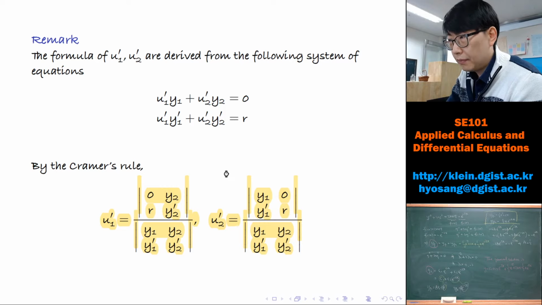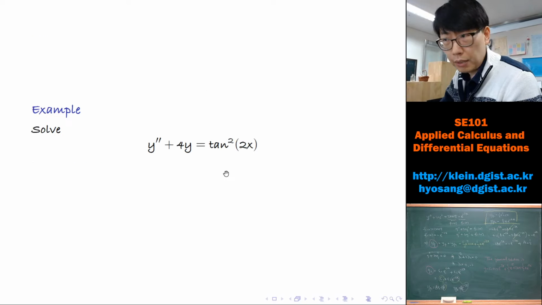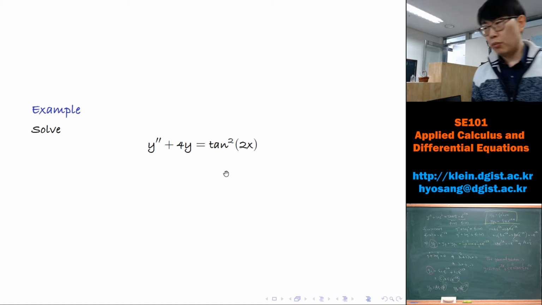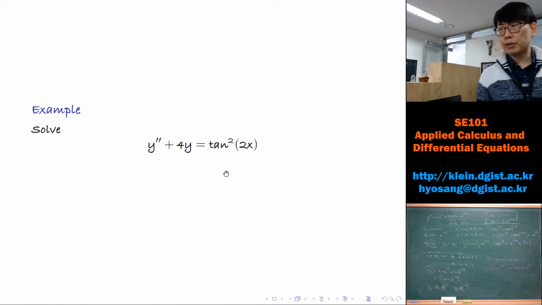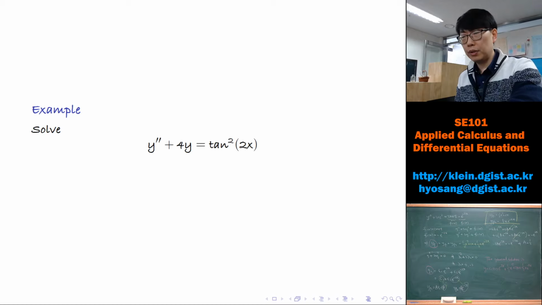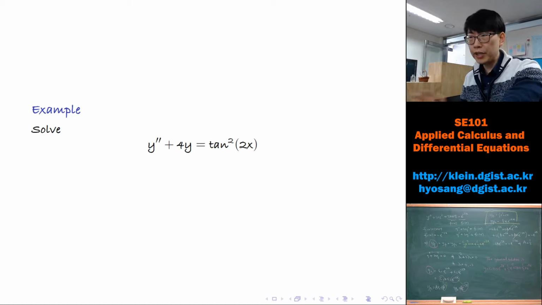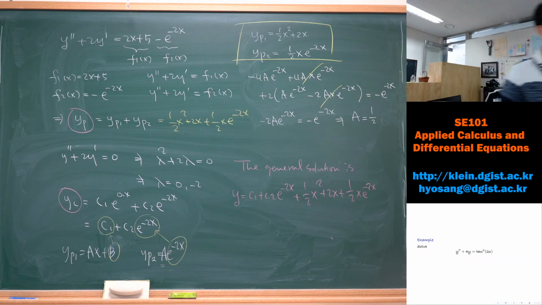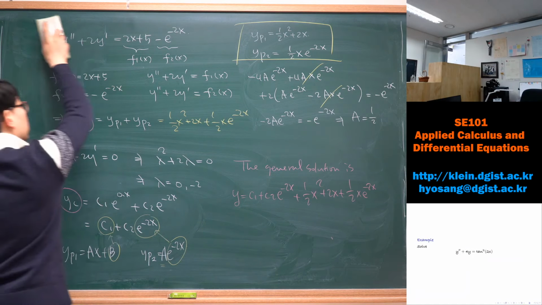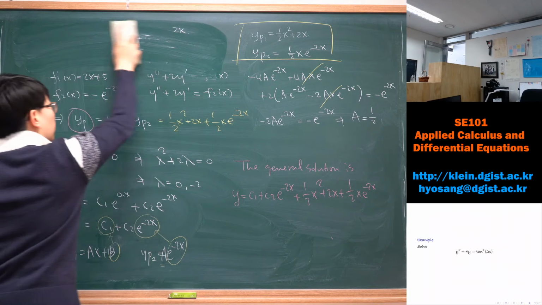I think it's better to look at an example and then explain why this method works. So let's look at the example here. y double prime plus 4y equals tangent squared 2x. Find the solution. Find the solution means find the general solution, the most general solution.